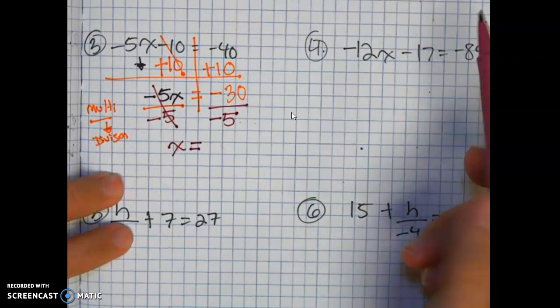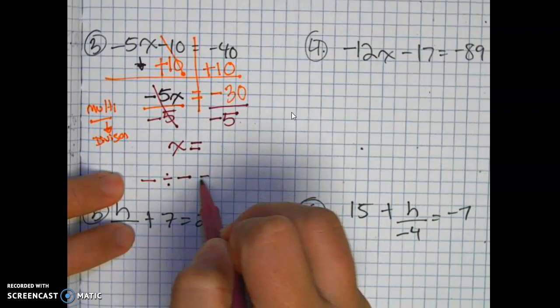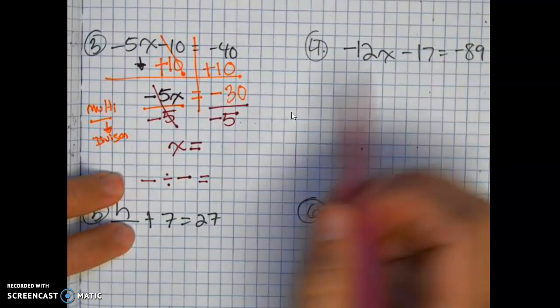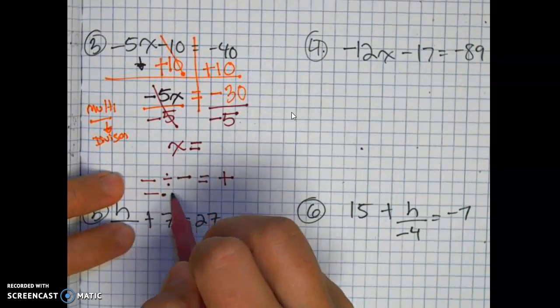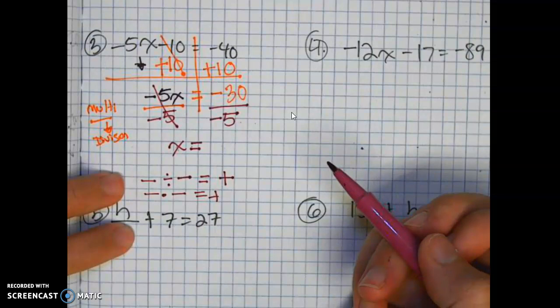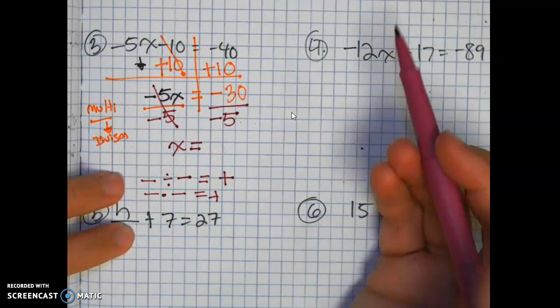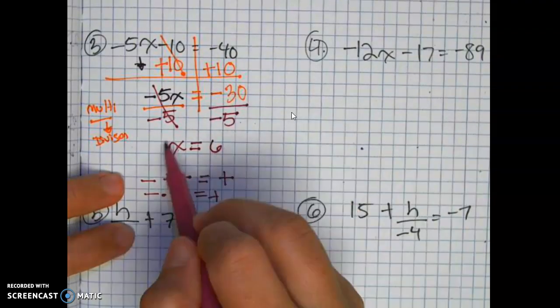So now we're dealing with two negatives. I have a negative divided by a negative. Since they're the same sign, I know that it's going to be positive. This also works with multiplication. A negative times a negative is a positive. Okay, so 30 divided by 5 is going to give me what? 6. Yep, good job.